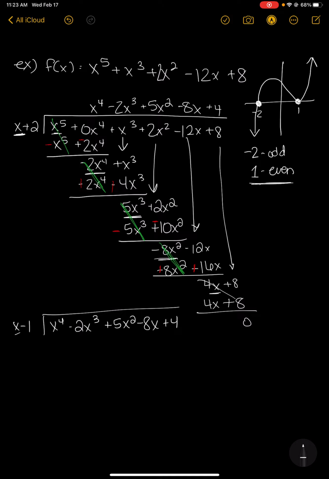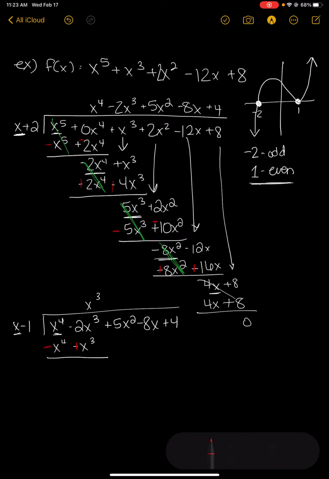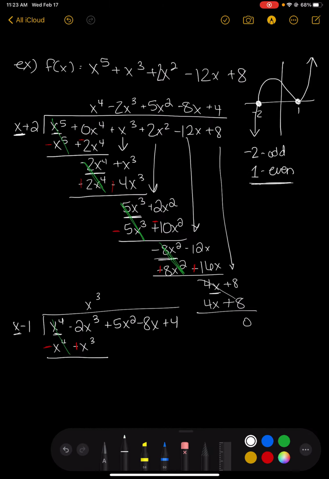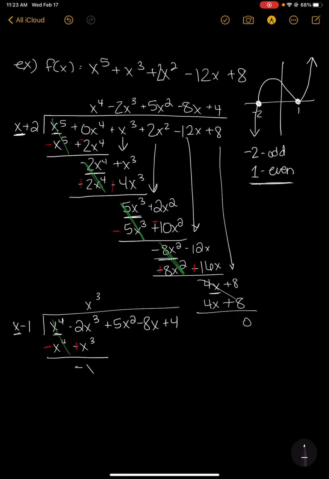All right, x times what? It gives me x to the 4th. X to the 3rd. X to the 3rd times x is x to the 4th. X to the 3rd times a -1 is a -x cubed. Draw your line and subtract. When we subtract, all those signs are opposite. My first term should cancel, and then we'll subtract. So -2x cubed plus x cubed gives me a -x cubed. Bring down my next term.